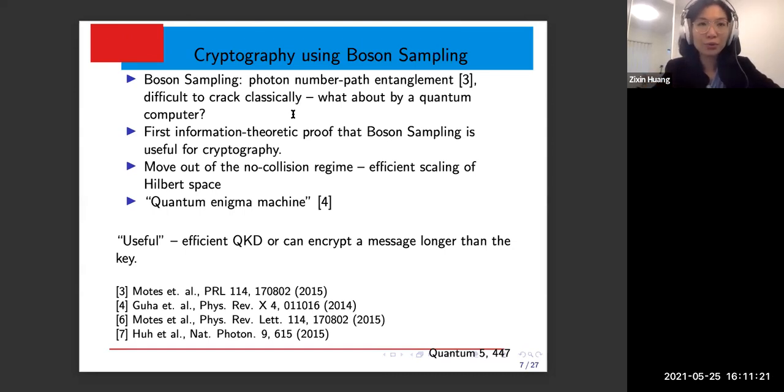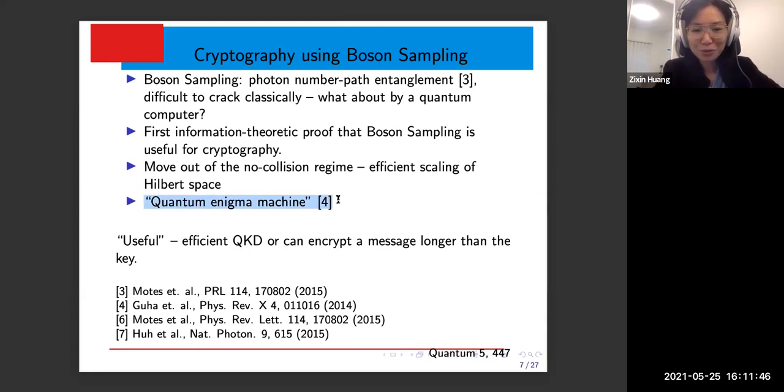Later, we also move out of the no-collision regime, that is, the boson sampling regime where you have many more modes compared to the number of photons. We show that this could provide a very efficient scaling of the Hilbert space. So we have something like a quantum Enigma machine.